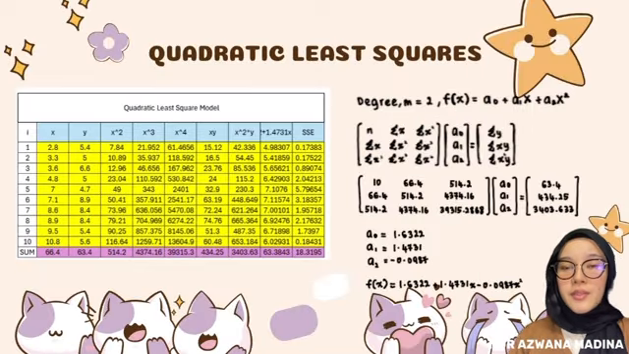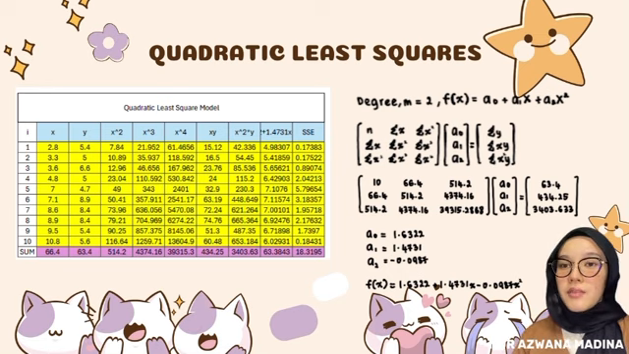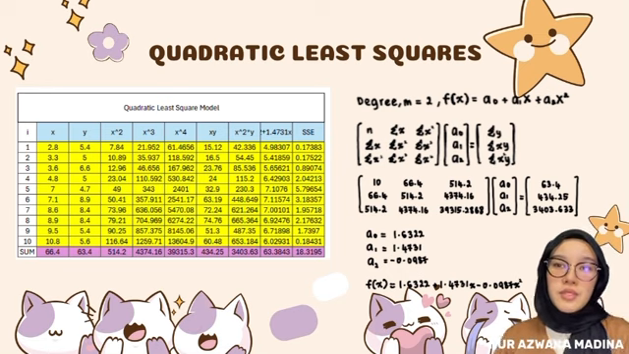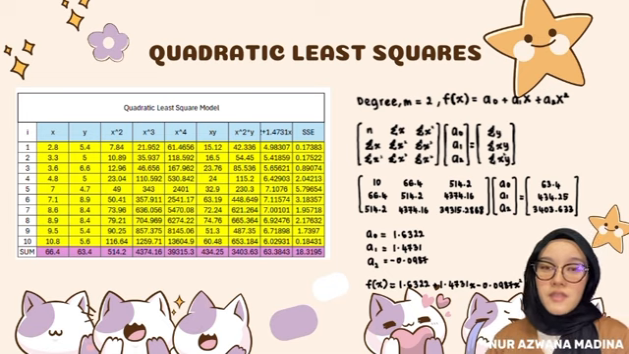Assalamualaikum warahmatullahi wabarakatuh. My name is AZWANA MADINA binti MUHAMAD. So today I'll be presenting a comparison between two least square models. The first one is the quadratic least square model and the other one is based on the exponential function.